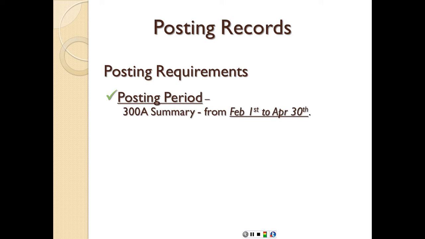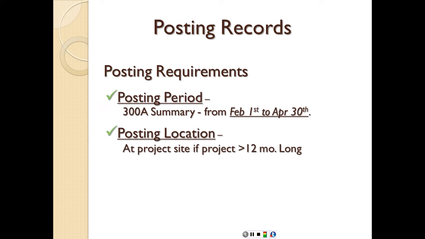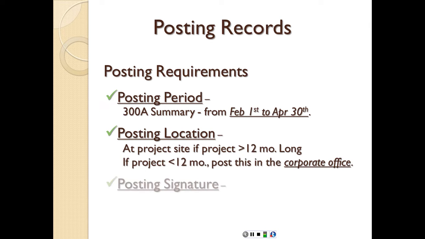So the posting requirements, the 300A summary, as we just mentioned, needs to be posted on site from February 1st to April 30th, 3 consecutive months. The posting location, if the project duration exceeds 12 months, it has to be posted on site. If, however, the project duration is less than 12 months, then you can post it at the corporate office of that company. It has to be authenticated, it has to be approved by the company as well, so it has to be signed by a company executive, whether it's the project manager or the corporate safety officer or the CEO of the company. Someone has to sign that report.